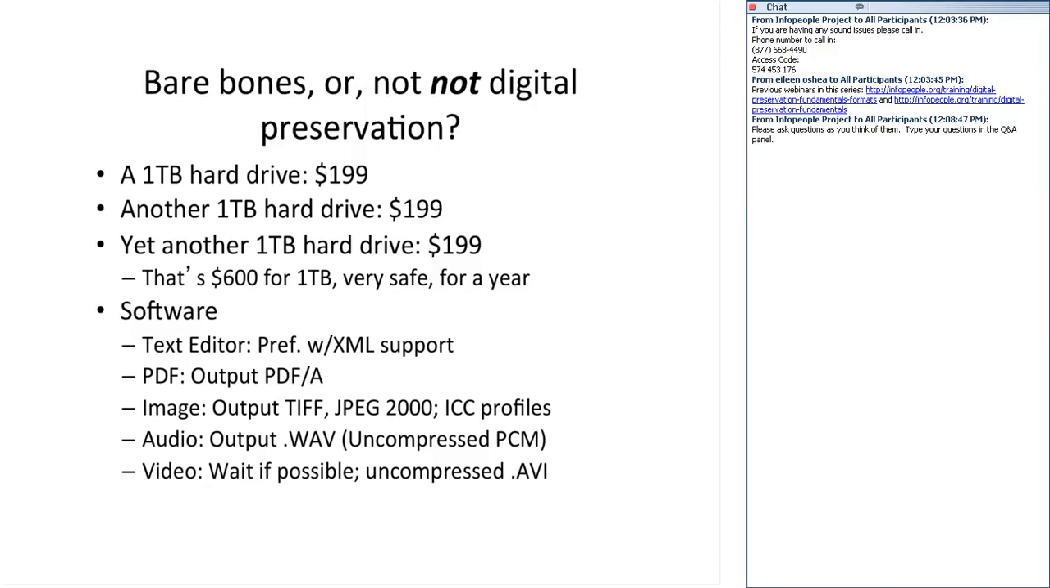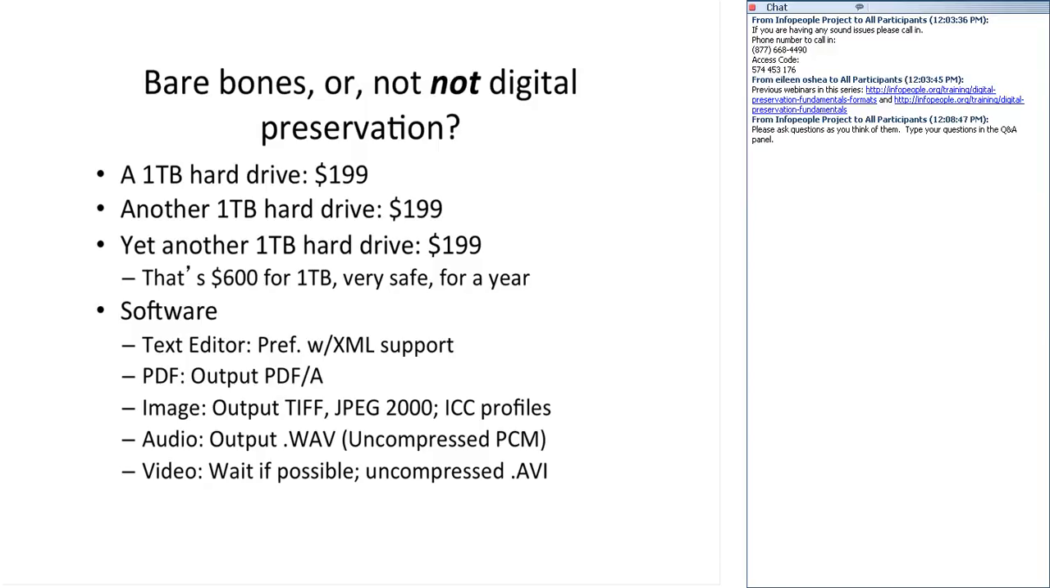TIFF was important, JPEG 2000, hopefully, something that supported ICC profiles, audio software. We knew that they wanted to output .wav files, which are uncompressed PCM sound data. And video, they were really interested in, but we really talked about how it would be wise to wait if possible. That uncompressed .avi video is the current safe bet, but the storage costs of that are tremendous.